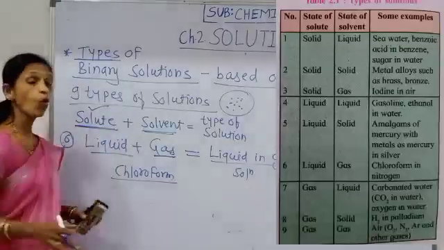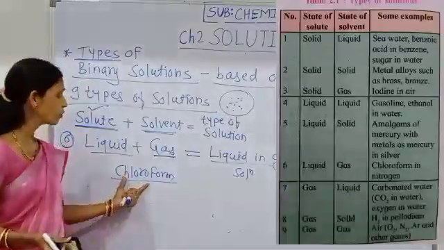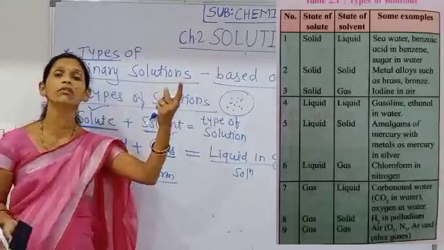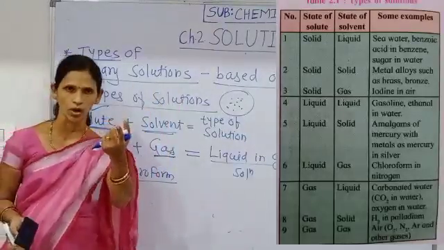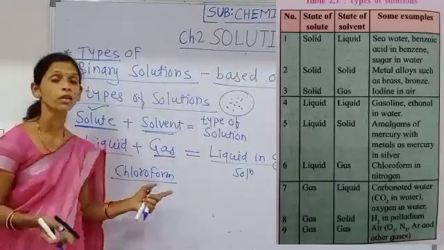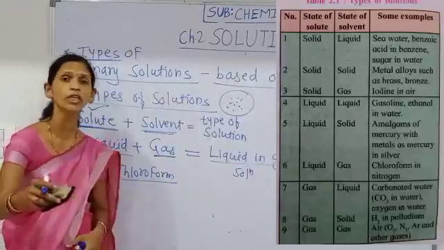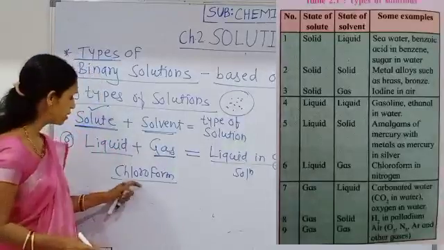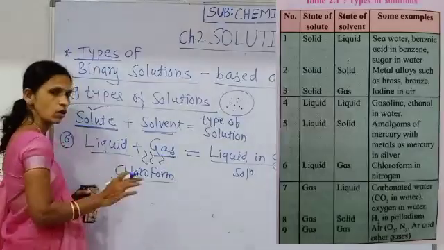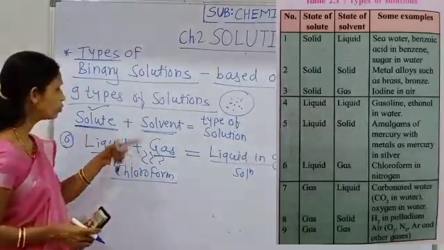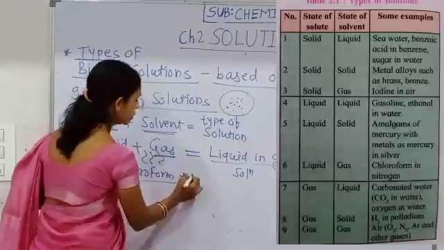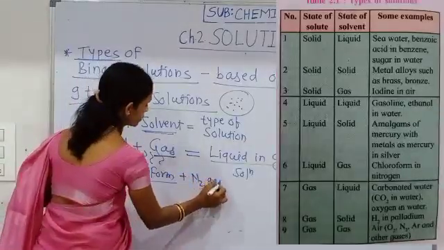which is a volatile liquid. Chloroform is a volatile liquid, a substance which can be readily converted into vapors. For example, petrol, kerosene or diesel. Those are volatile substances of which the boiling point is less than 100 degrees Celsius. Therefore, they readily convert into fumes and go into the air. And therefore, those chloroform when mixed into N2 gas.